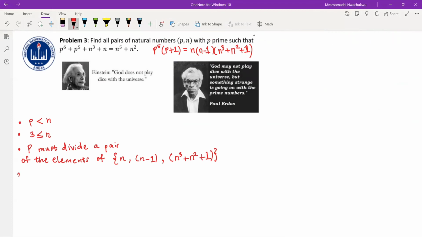So the next thing, GCD of n and n minus 1. Okay, so the greatest common divisor of n and n minus 1 is equal to what? 1. The GCD of n and n cubed plus n squared plus 1.